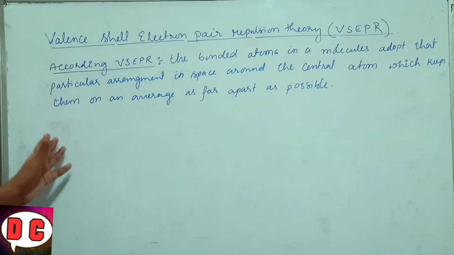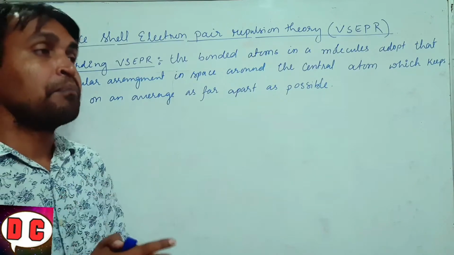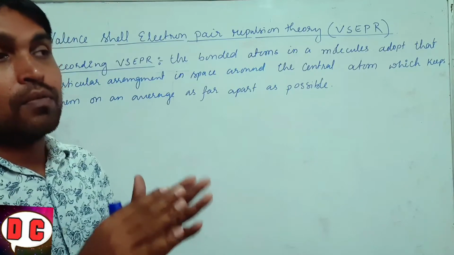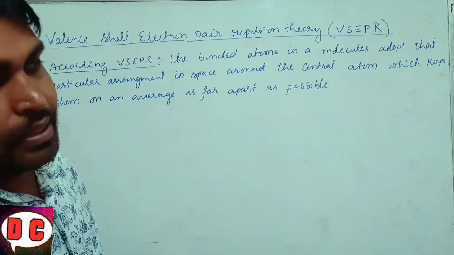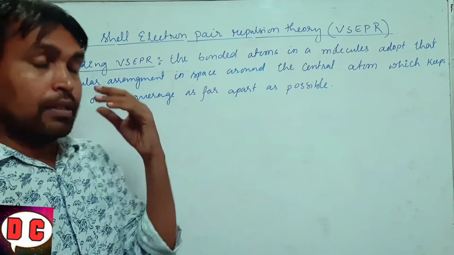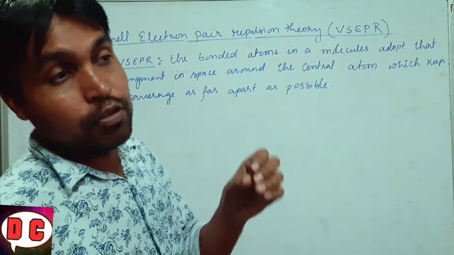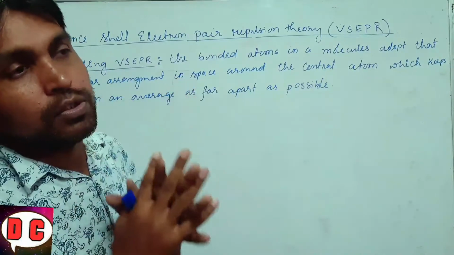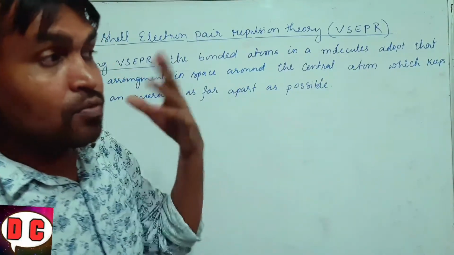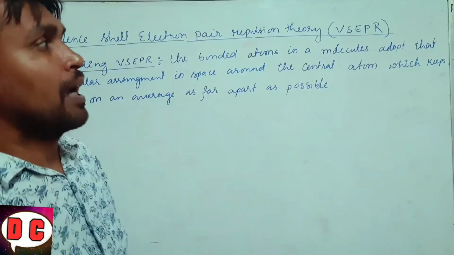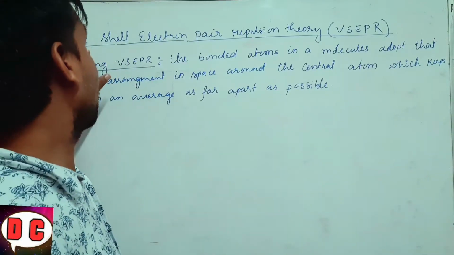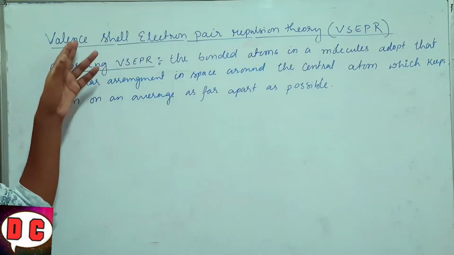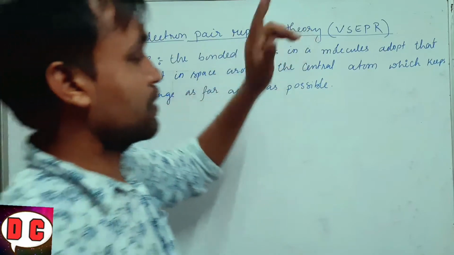Gillespie says that on the basis of the number of valence electrons present around the central atom, the shape of a particular molecule can be suggested. That was his idea, and he named the theory VSEPR theory. What is the full form? Valence shell electron pair repulsion theory.